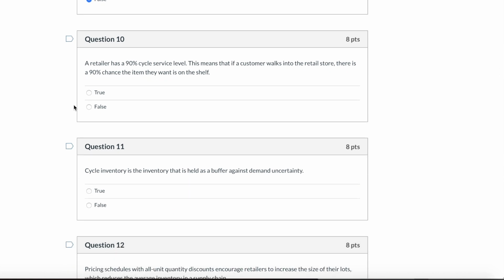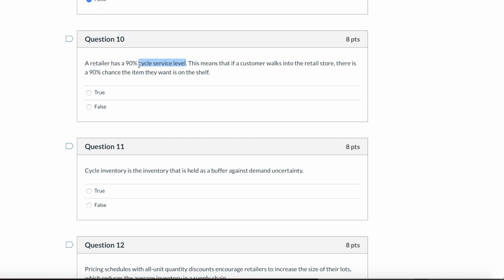A retailer has a 90% cycle service level. This means that if a customer walks into the store, there is a 90% chance that the item they want is on the shelf. So, first of all, cycle service level. What is that? Cycle service level is the chance that the replenishment cycle does not have a stock out. So, the next order doesn't run out, essentially.